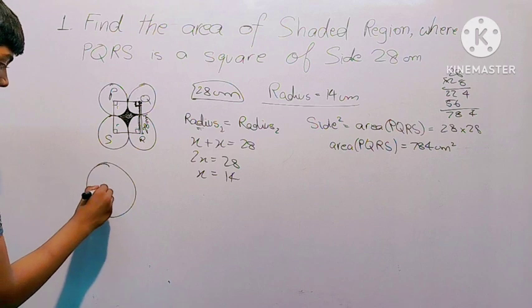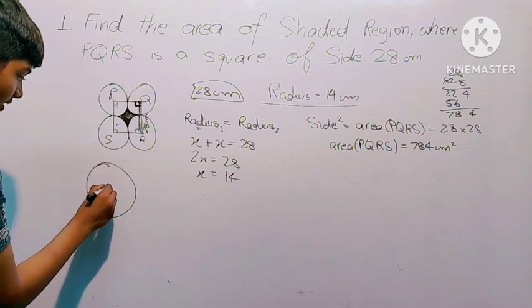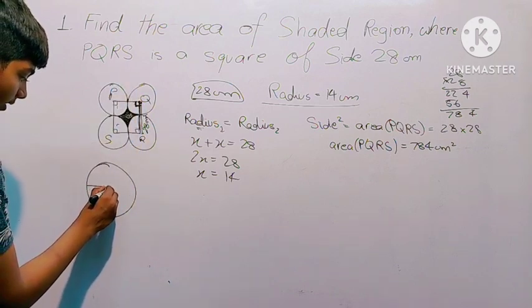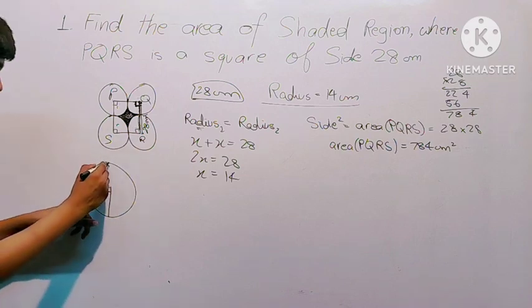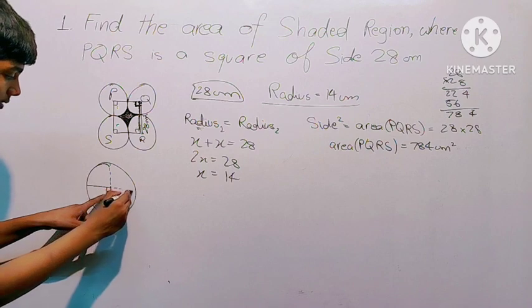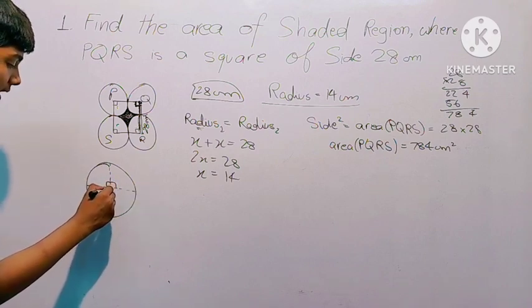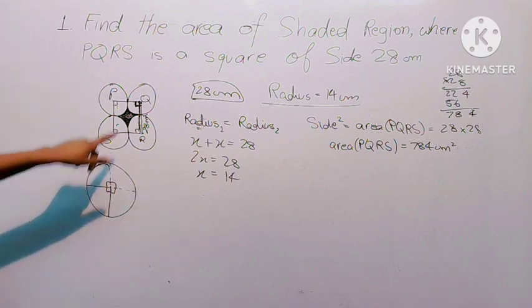So let's just take a look. Let's just take this circle. In this circle, this is the center and we have something like this. Correct? And this is 90 degrees. Since it is 90 degrees, these 4 would also be 90 degrees. Hence we will get one quadrant. So this is a quadrant.